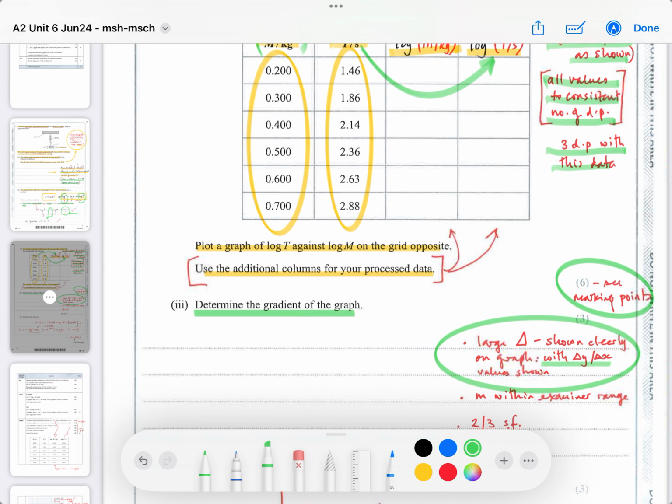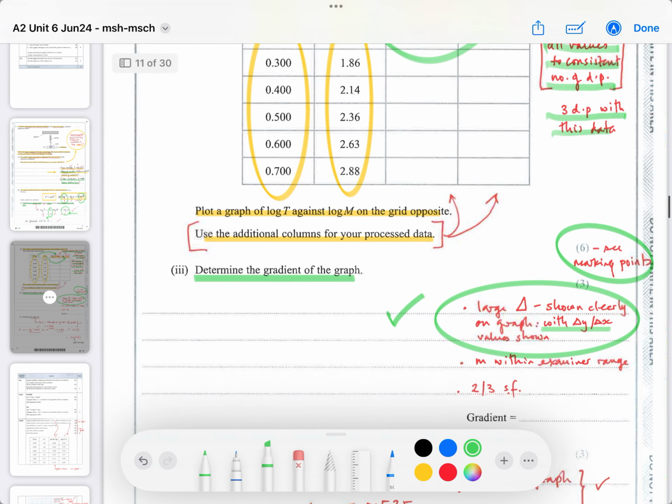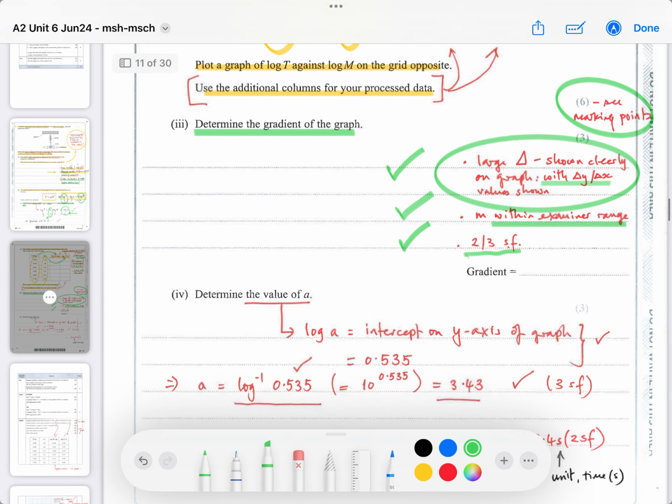Yeah? So show your triangle, actually draw the triangle large on your graph. That will get you the mark each time. Then calculate M, yeah? And if you're within the examiner's range, in other words, you've plotted your data accurately, you will be in the examiner's range. And you quote to 2 or 3 significant figures for your final mark. Okay, so this is what you're going to do next, and I'm going to show you.